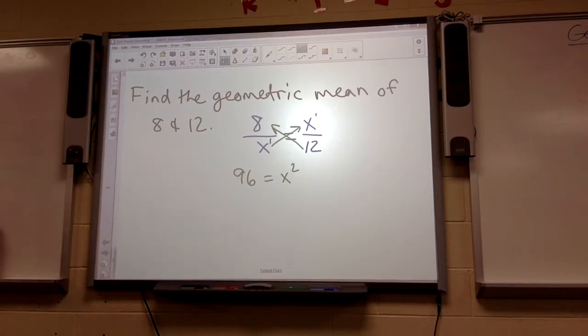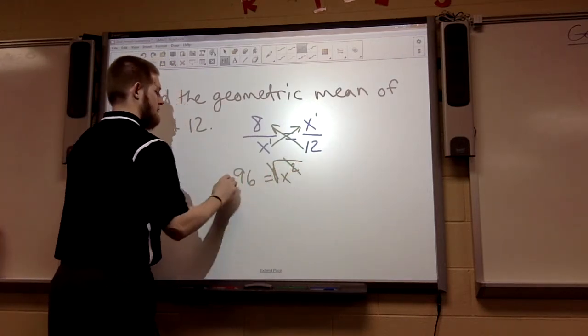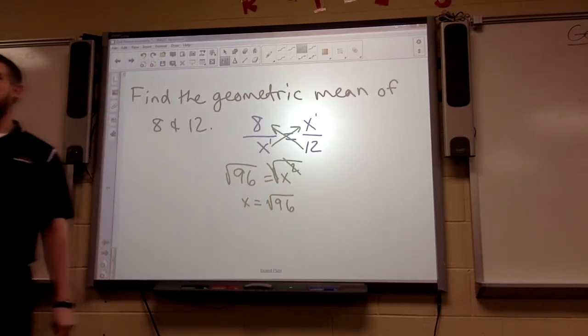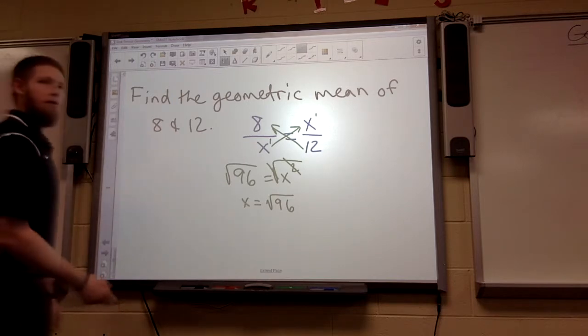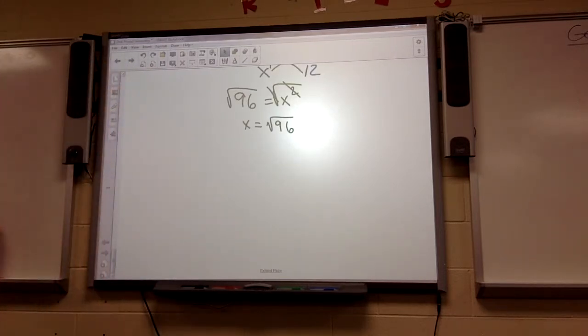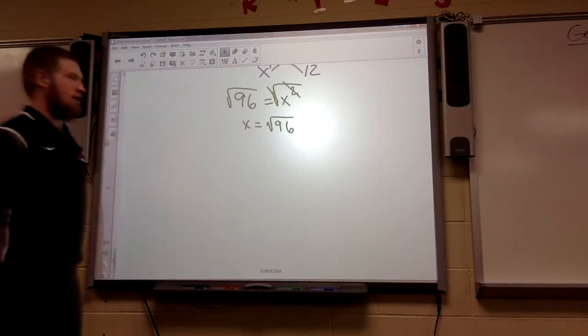Now what, McKenna, what do I do to solve this? You get the square root of 96. Square root both sides, and I get x equals the square root of 96. Now, can I continue to solve a problem like this, or is this my final answer? You can keep solving. I gotta keep solving. What do I have to do to the square root of 96? I have to divide it by a perfect square. What are my perfect squares? 4, 9, 16, 25, 36, 49, 64. Hey, what goes into 96? A 4 does.